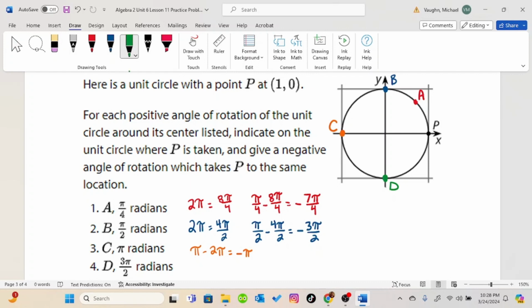And again, we already said 2 pi written as halves was 4 pi over 2. So we're going to take 3 pi over 2, and we're going to subtract 4 pi over 2. And we end up with negative pi over 2.